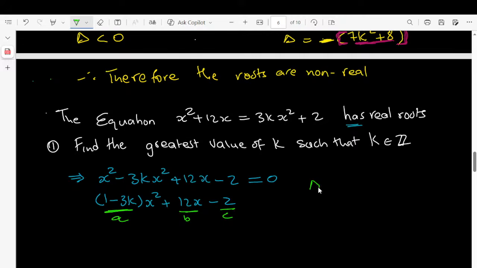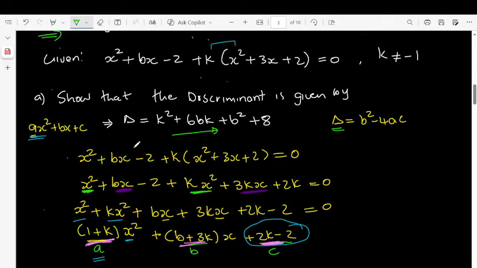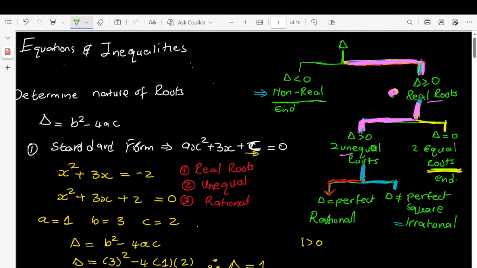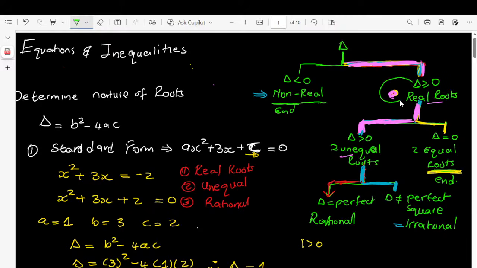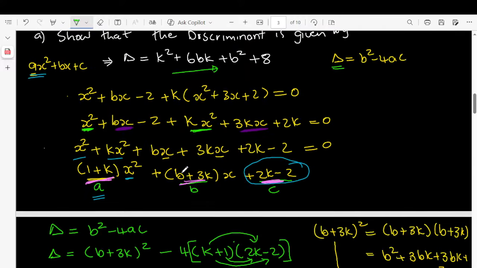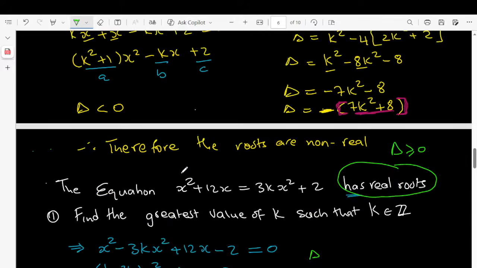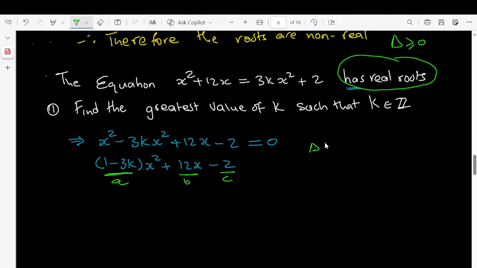So what is my discriminant equal to? The discriminant, remember, now look at this. They say that this equation has real roots. We know that if it has real roots, the discriminant is greater than or equal to 0. Let's go back up so that you can confirm that when it's greater than 0, the roots are real, the nature of the roots. So the discriminant must be greater than or equal to 0.